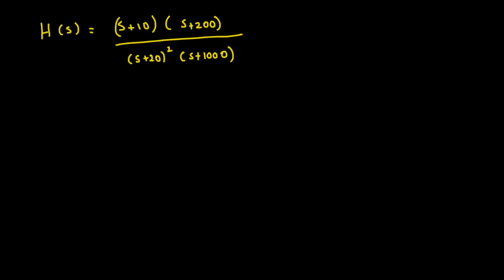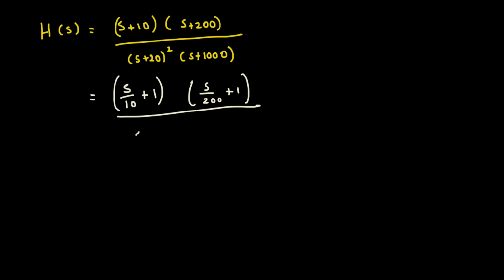When you have a transfer function like this, the first job is to make everything into the form "+1". In order to do that, you have to look at the numbers next to s and divide by them. For example, the first one is s divided by 10 plus 1, the next one is s divided by 200 plus 1, the next is s divided by 20 plus 1, whole squared, and the next is s divided by 1000 plus 1, whole squared.